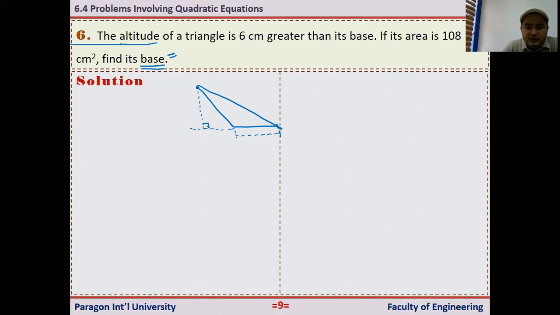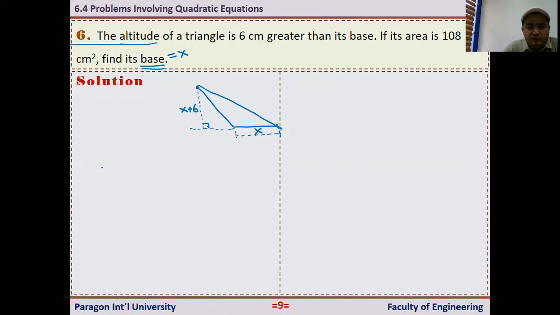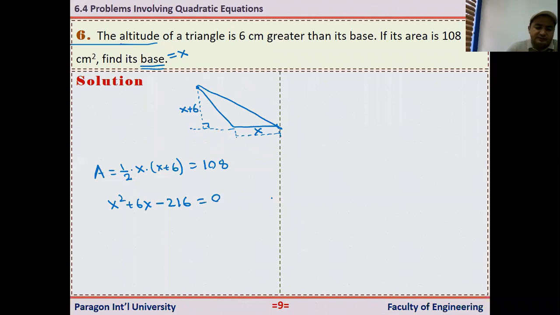So if this base equals x, the height will be x plus 6. And how do you find the area of a triangle? Area of the triangle equals 1/2 times base, that is x, times height, that is x plus 6. And that's equal to 108, right? Now if I multiply both sides by 2 and remove the brackets, here we have x squared plus 6x minus 216 is equal to 0, right?